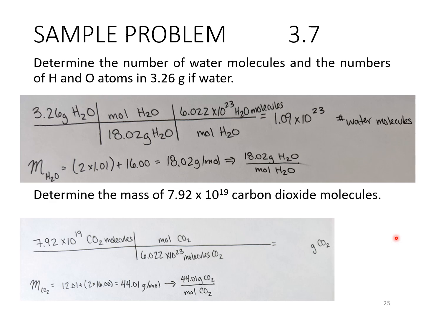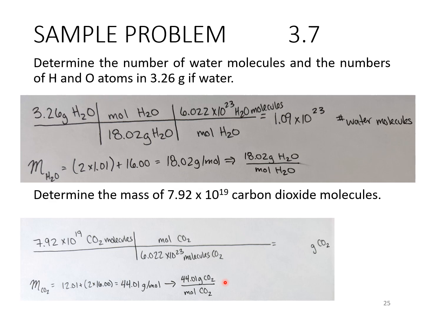Here we'll deal with the second problem. Determine the mass of 7.92 times 10 to the 19th carbon dioxide molecules. So I'd write in carbon dioxide molecules, get the molar mass of CO2, so 12.01 plus 2 times 16, so 44.01 grams per mole. That's 44 grams of carbon dioxide per mole of carbon dioxide.